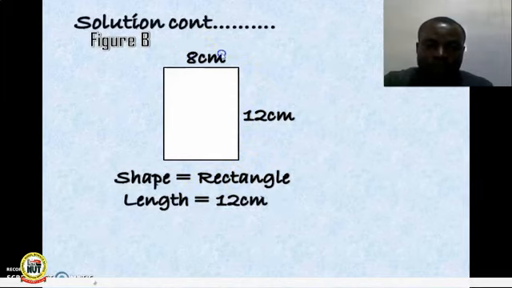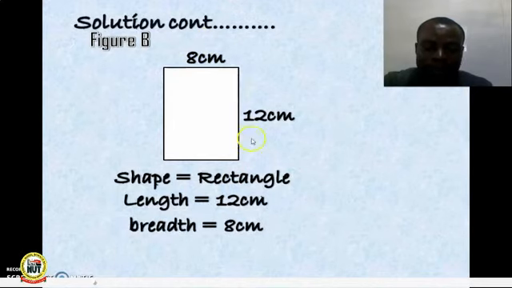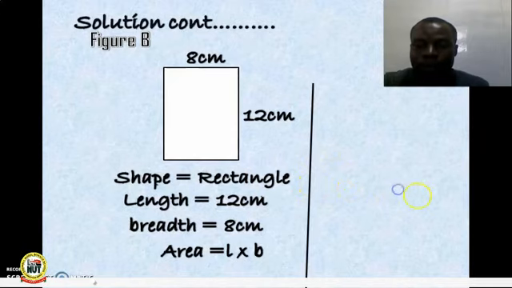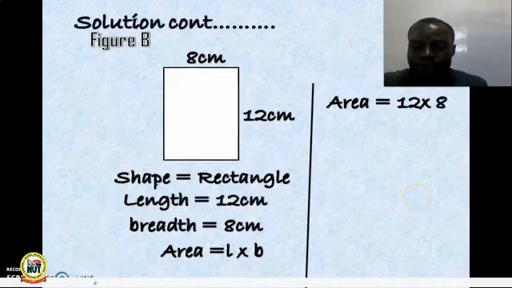This is the breadth, so the breadth is 8 centimeters. The formula to calculate the area of this shape is length times breadth. Length is 12 centimeters and the breadth is 8 centimeters. So when you apply the formula, you are going to have area equal to 12 times 8. We can quickly arrange this.